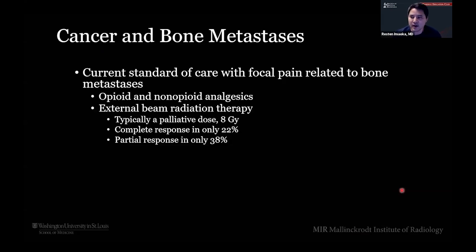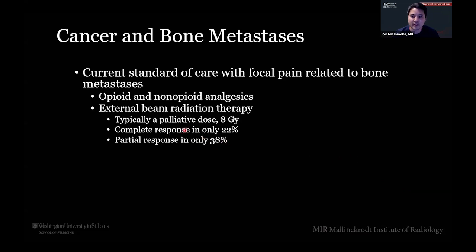Because of that, it's not surprising that the current standard of care for people with focal bone pain related to bone mets is opioid or non-opioid analgesics and radiation therapy. For radiation therapy, it's typically palliative, and that means a lower dose, right? 8 gray in a single fraction is a pretty common one. Now we're starting to see a little bit lower, maybe 5 gray, but they're decently low doses, and the response rates, unfortunately, aren't great, right?